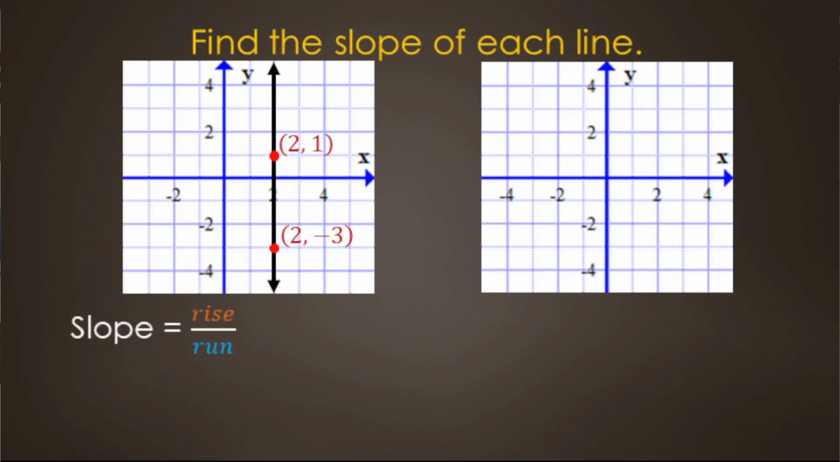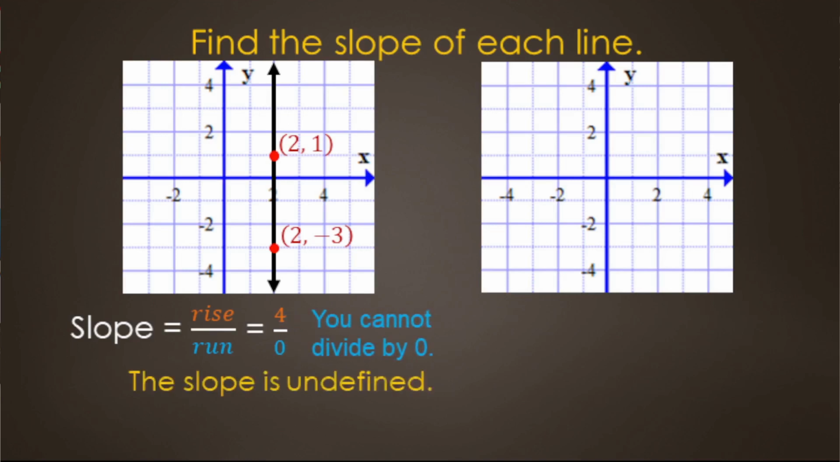Remember, slope is rise over run. We're just going to start here, work our way up. 1, 2, 3, 4. The rise is 4, and the run, it goes up 4 and over nothing. So no matter how many zeros you use, you'll never get 4. So you cannot divide by 0. So this type of slope here is called an undefined slope, or also no slope, are the two different words for these vertical lines here.